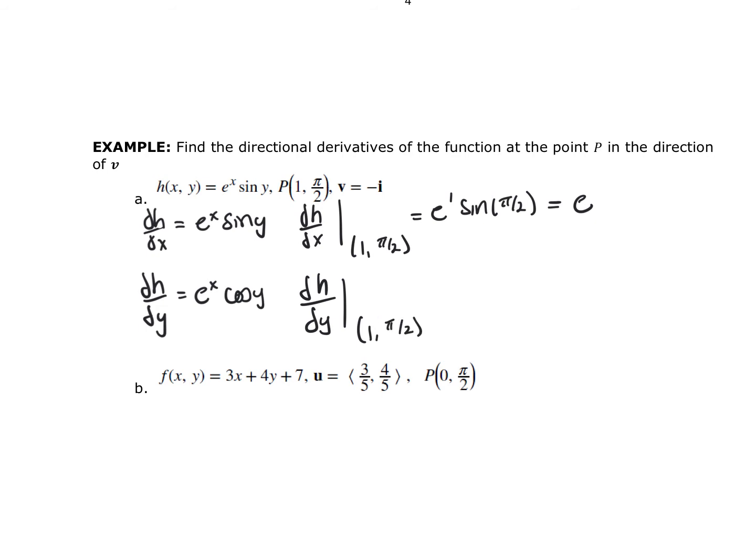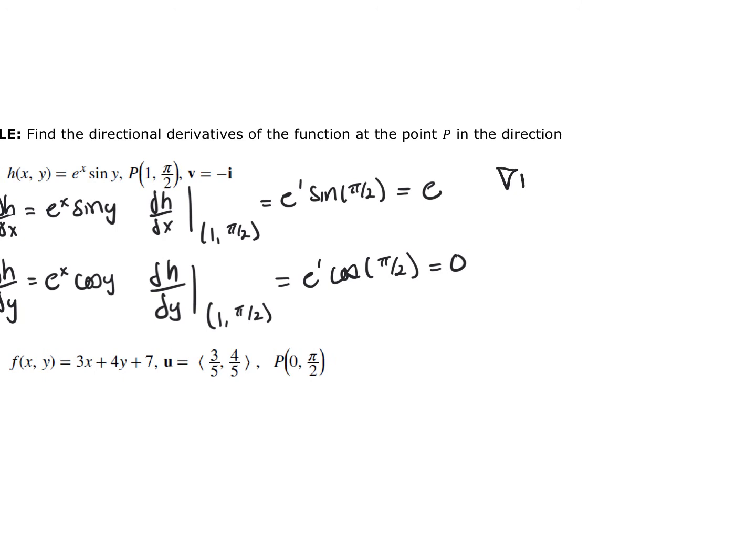So evaluate it at this point, which is going to be e to the 1 still, and I have the cosine of pi over 2. Now the cosine of pi over 2 is 0, so this part is 0. So my gradient then, my delta f of x, y, is going to be equal to e in the i direction plus 0 in the j direction. Because remember, this is my partial derivative with respect to x evaluated at that point, and this is my partial derivative, that's a 0 there, of my function with respect to y evaluated at that point.